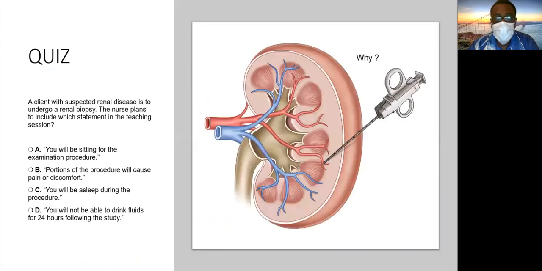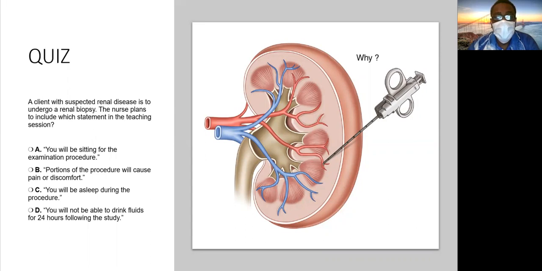As usual, we'll start with a quiz. A client with suspected renal disease is to undergo a renal biopsy. The nurse plans to include which statement in the teaching session? A: You will be sitting for the examination procedure. B: Portions of the procedure will cause pain or discomfort. C: You will be asleep during the procedure. D: You will not be able to drink fluids for 24 hours following the procedure.